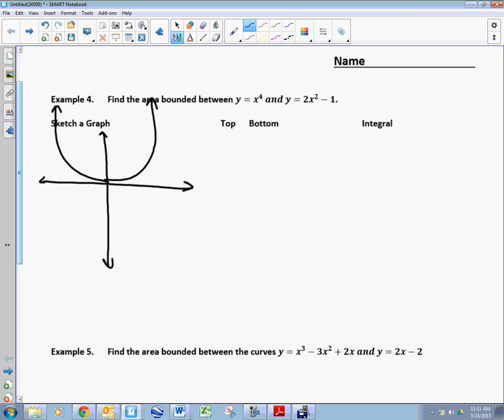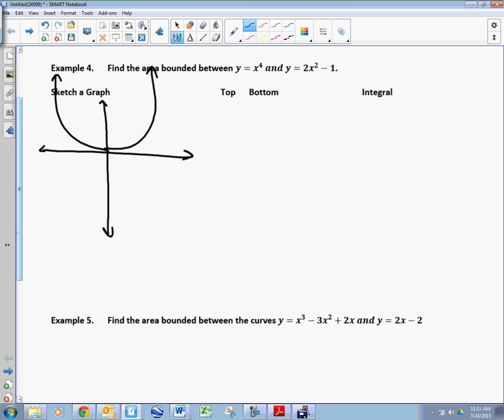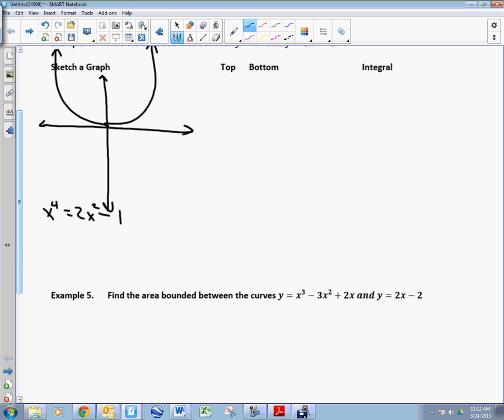And what I'm going to do is use my knowledge about their intersection through algebra to verify the graph. In order to find where these intersect, because we're not given any bounds, I have to find the intersection points. I will take x to the fourth and set it equal to 2x squared minus 1. How would you solve that polynomial? x to the fourth minus 2x squared plus 1.